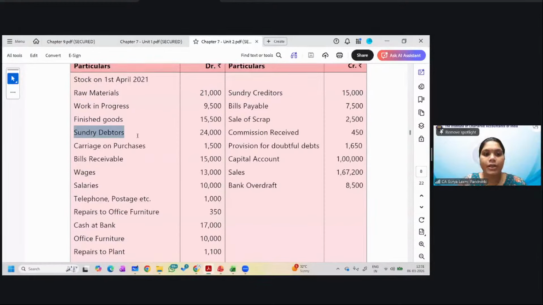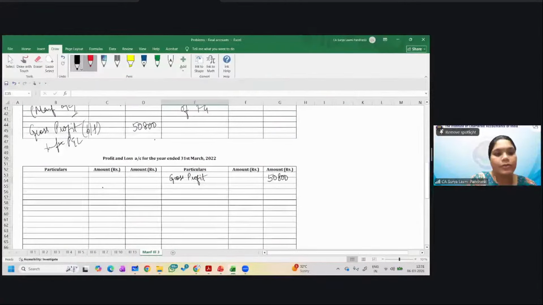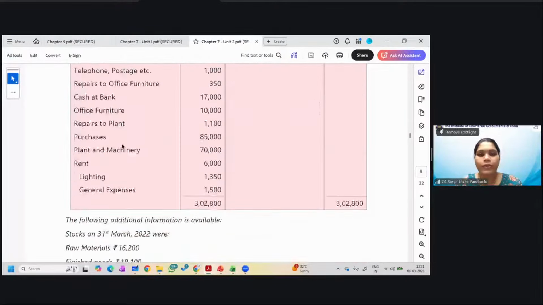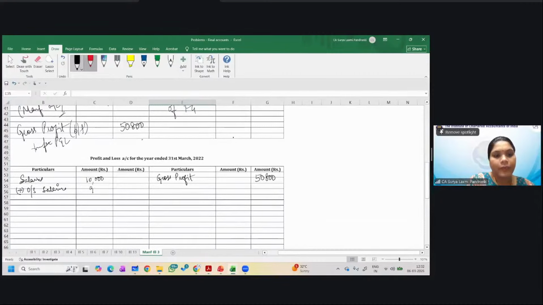Sundry debtors should come in your balance sheet. Carriage is done. Receivables will not take. Wages will not take. Salaries we have to take. But salaries has an adjustment, outstanding salaries. How much is the value of salaries? 10,000. And what is the outstanding salaries amount? Here, in the additional point, salaries has an outstanding unpaid amount of 900. So it is 10,900.